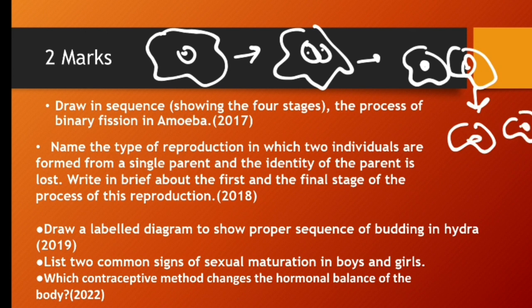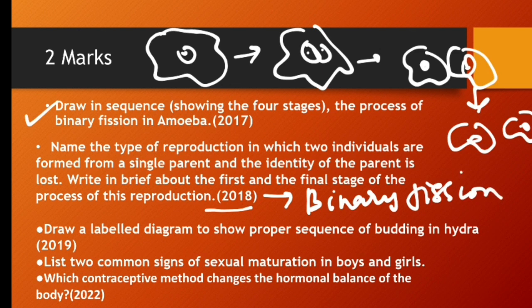You will have to draw this and label the nucleus and the cytoplasm, which you already know. Now, name the type of reproduction in which 2 individuals are formed from a single parent and the identity of the parent is lost. Write in brief about the first and the final stage of the process of this reproduction. Again, about binary fission only they have asked in the year 2018. So again you will be drawing the same diagram and writing a brief about the first and the final stage.